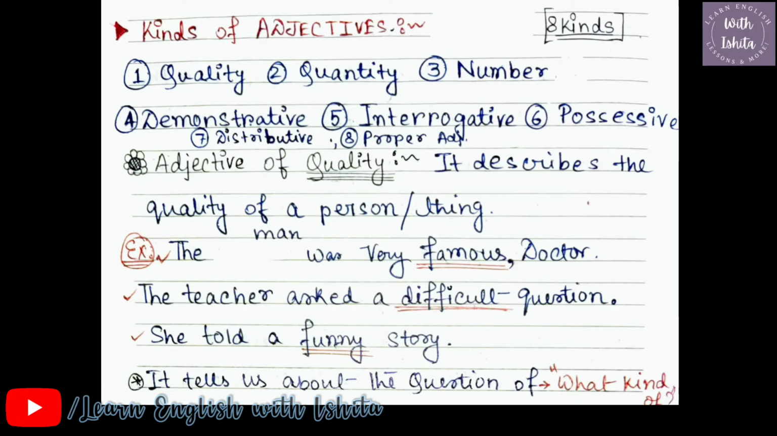Let's discuss the adjective of quality. It describes the quality of a person or thing. For example, the teacher asked a difficult question. Next, she told a funny story. In the sentences, difficult and funny are the adjectives of quality. Okay? An adjective of quality tells us the answer to the question of what kind of.